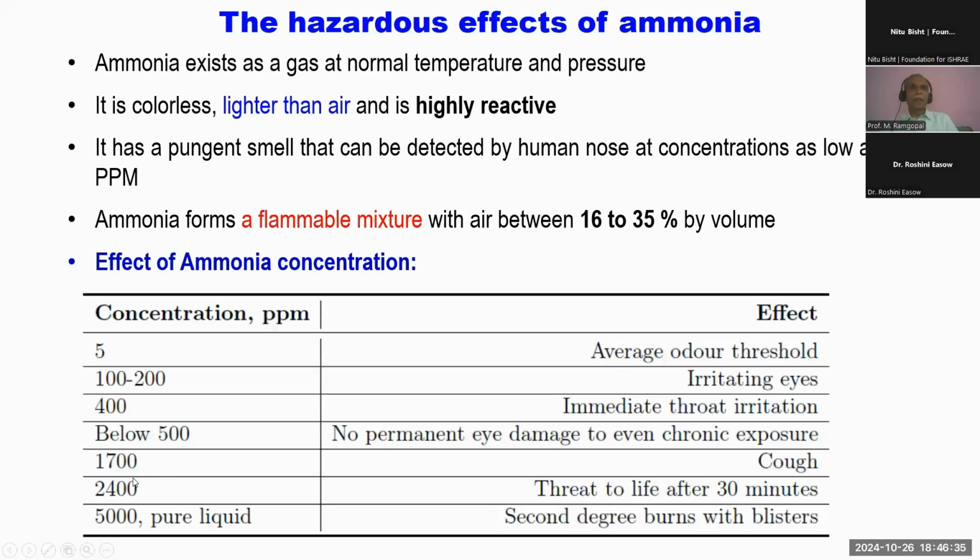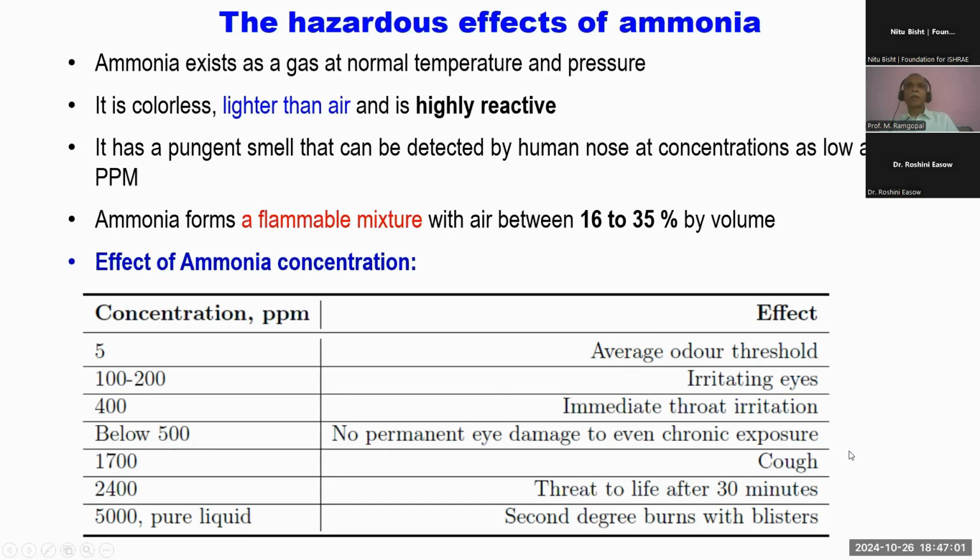And if it is 1700 ppm, you'll start having breathing problems, coughing and all. And if it is 2400 ppm, and if you are in that environment for 30 minutes or more, then it may become fatal. And if it exceeds 5000 ppm, or if a pure liquid comes in contact with our skin, then it can burn the skin and it can be very dangerous. So you can see that the concentration has to be kept very low.